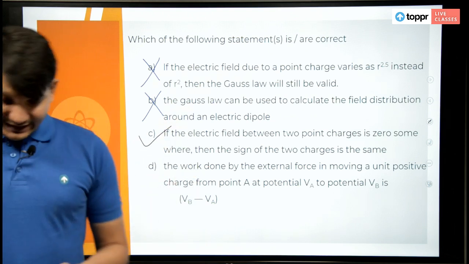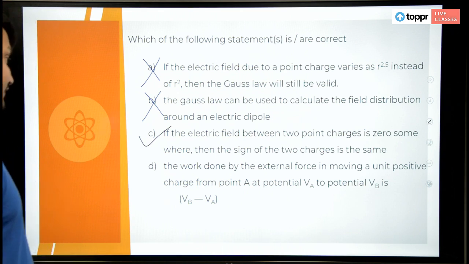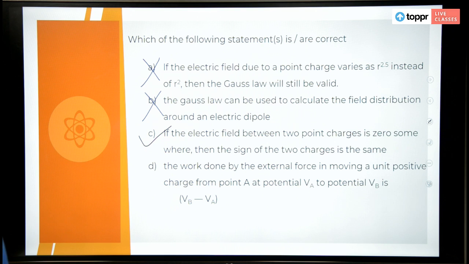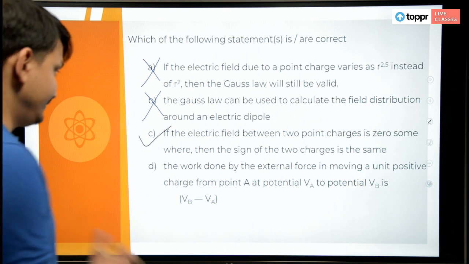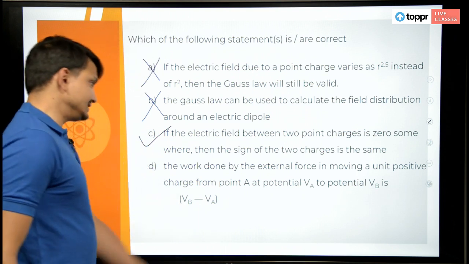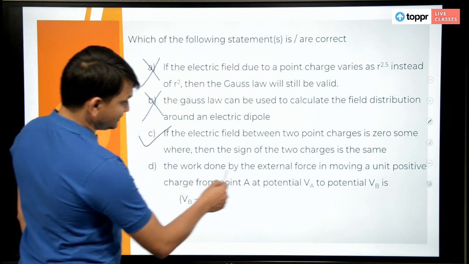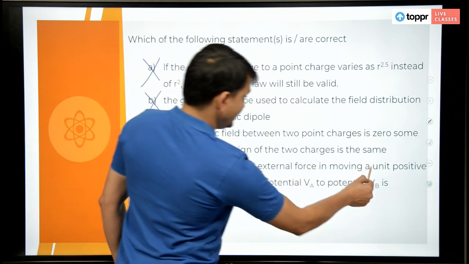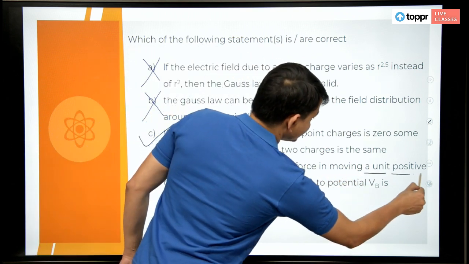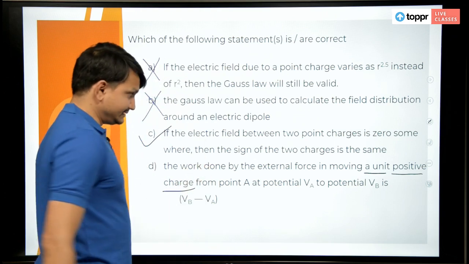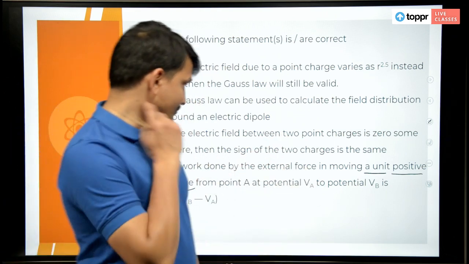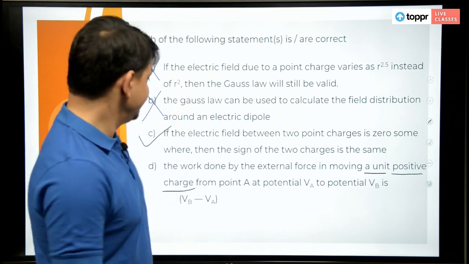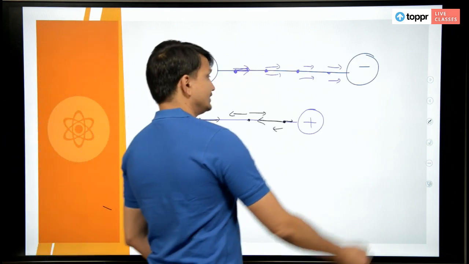Let us see if D is right or not. The work done by the external force in moving a unit positive charge from point A at potential VA to point B at potential VB is VB minus VA. So the work done by external force in moving a unit positive charge. This was important, the part that I have underlined. So let us see what is happening here.